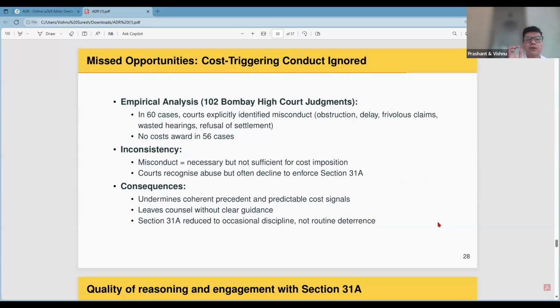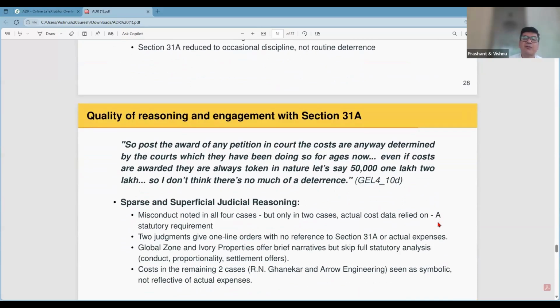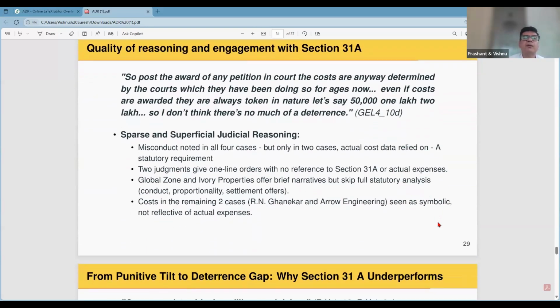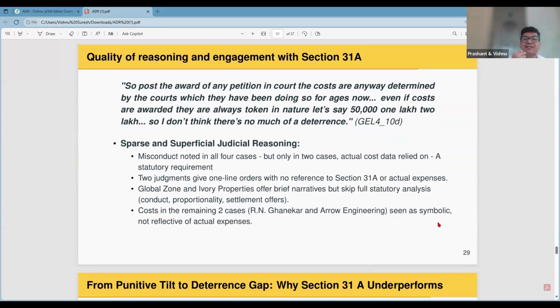Right. Now, the consequences are, of course, that this would undermine predictability. Counsel will not be able to have any clear guidance, and it reduces 31A to occasional discipline. Or I would say, it basically means a few outliers which are there.